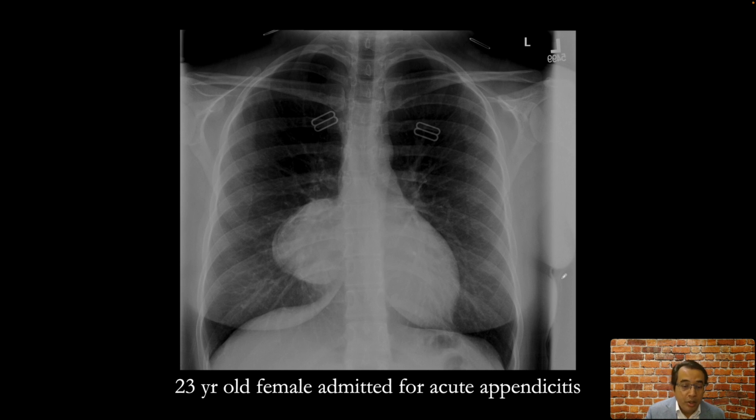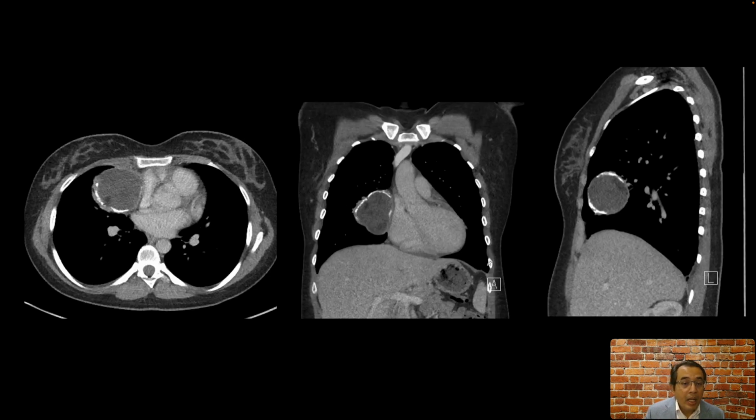This is our next patient, another young female who was admitted for acute appendicitis, and the chest x-ray before their surgery showed this large mediastinal mass seen on the right side. And so this was evaluated further by CT, and this mass, in contrast to the previously seen case, shows thick peripheral calcifications, internal focus of fat, and not as much enhancement. And so this mass turned out to be a teratoma.